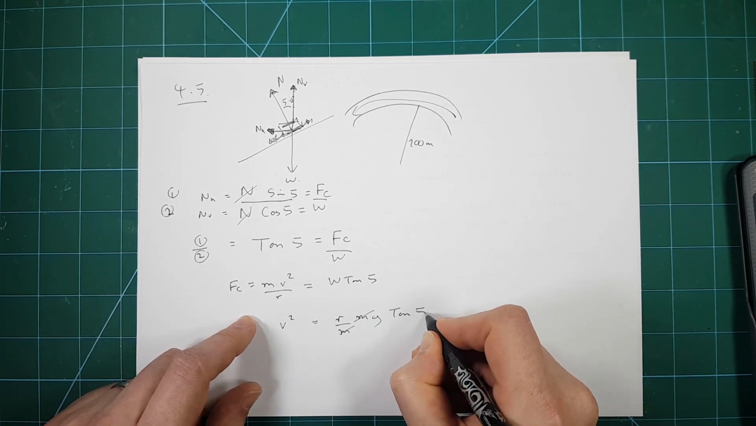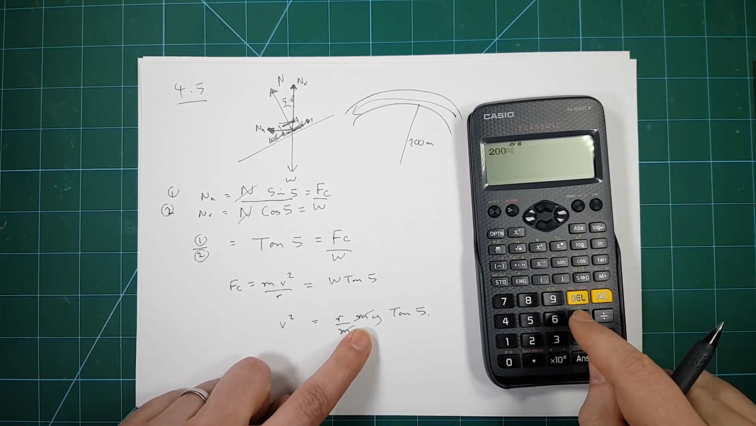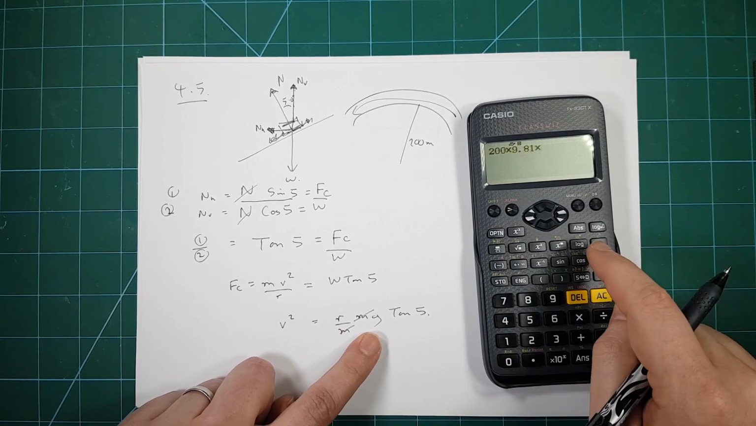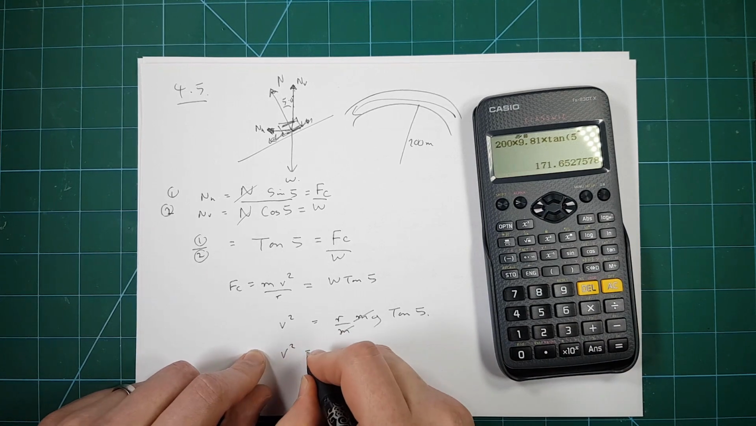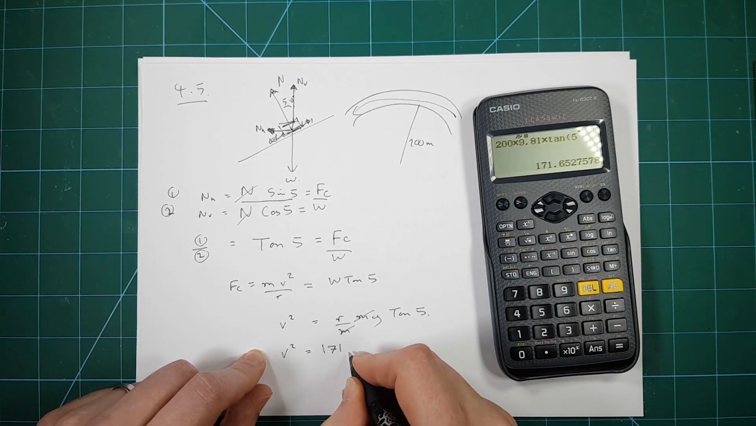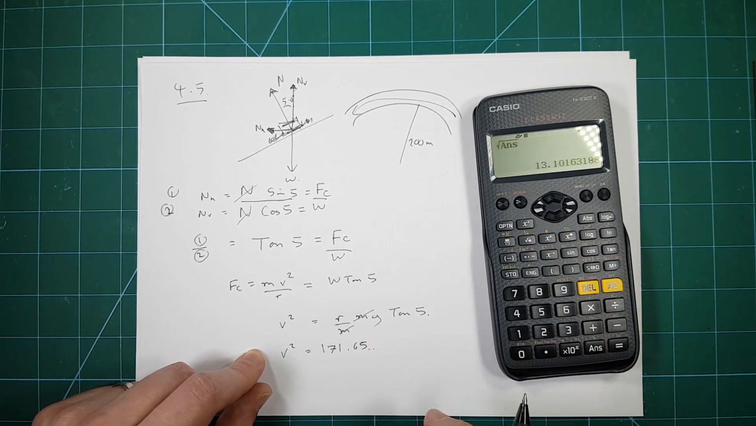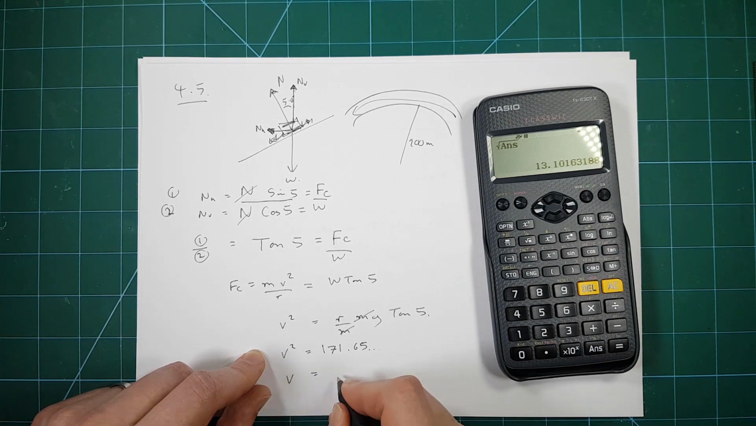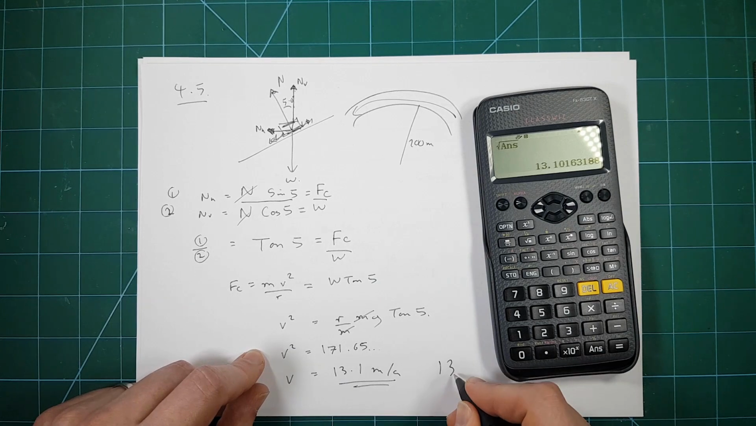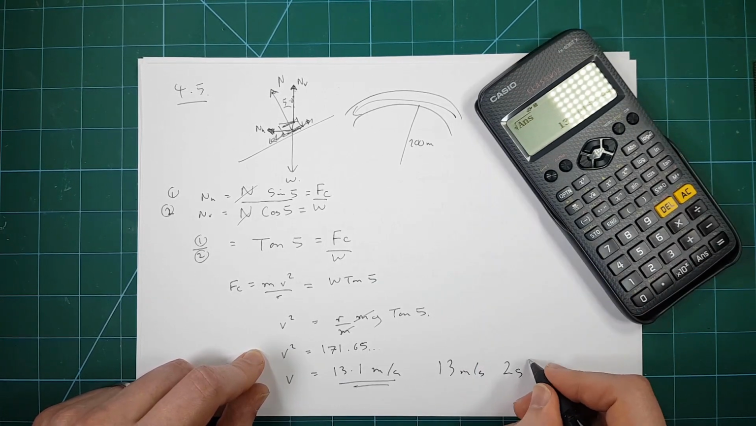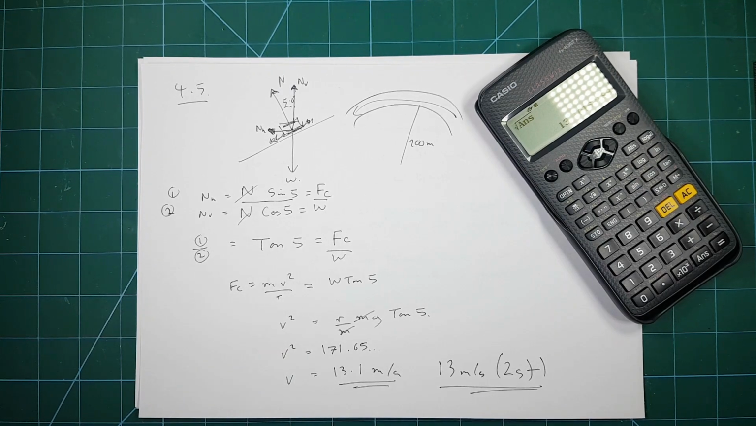And then tan of 5. So here goes. We've got 200 times 9.81 times tan 5 is equal to that. So V squared is equal to 171.65 dot dot dot. So we need to square root that. And we get V is equal to 13.1 meters per second. So that's 13 meters per second to 2 significant figures. And that's the answer to 4.5.